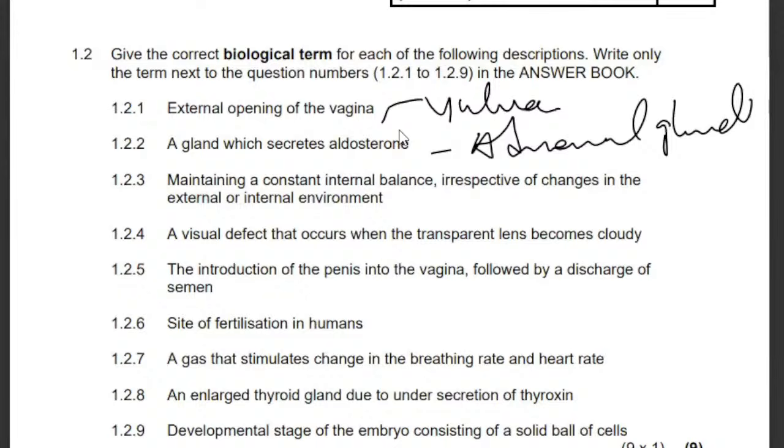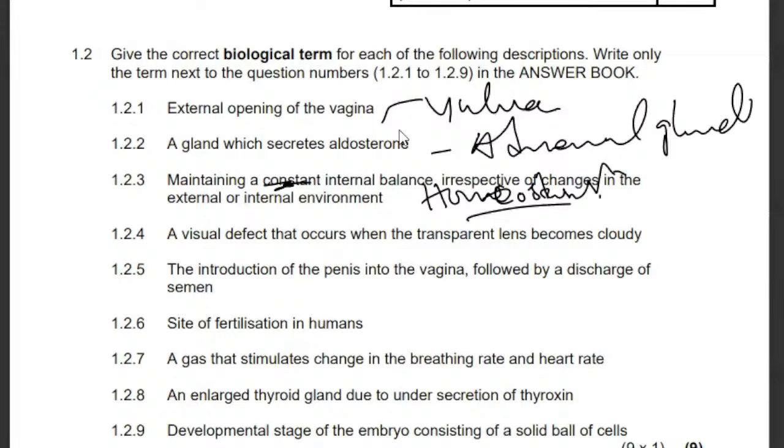Maintaining a constant balance irrespective of change in external or internal environment. So how do you call this constant? Constant is homo. So whenever you say constant is homo, it becomes homeostasis. So this is homeostasis.